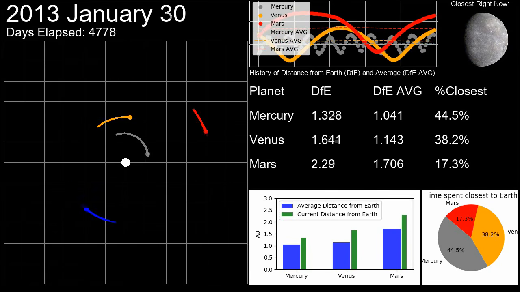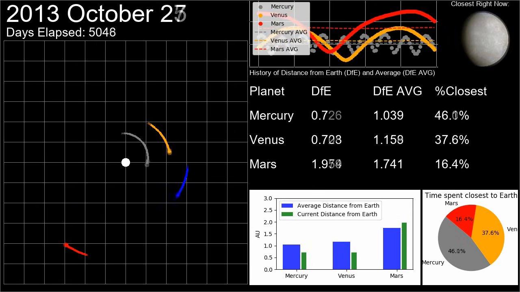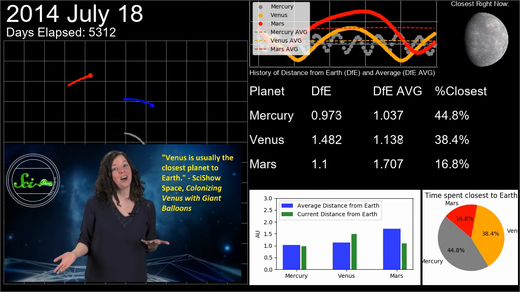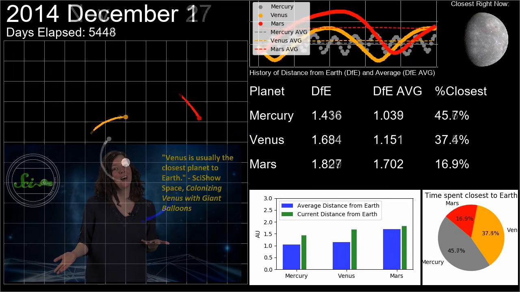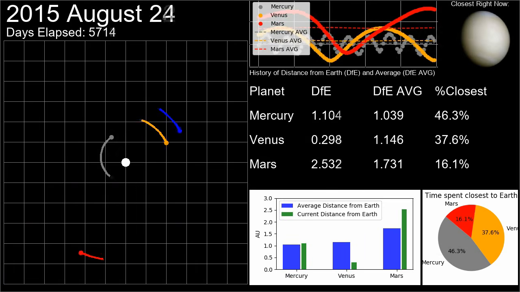And on the right, what you see is the time that particular planets have spent closest to Earth. Interestingly, SciShow Space once made the offhand claim that Venus is usually the closest planet to Earth, but keep an eye on that bottom right chart to see if that's really true. Now these charts are just plotting the numbers above them.